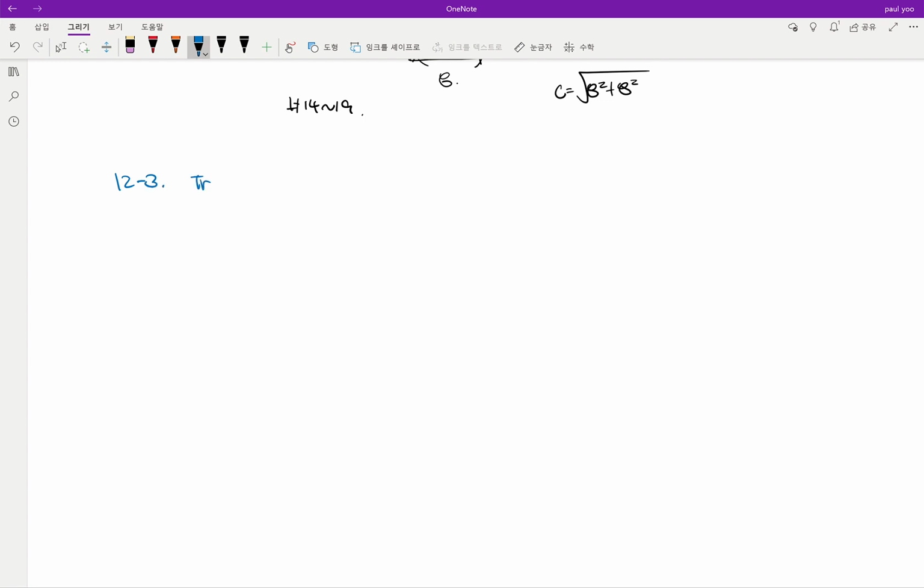12-3, trigonometric functions of general angles. So general angles don't have to be below 90 degrees. It can also be above 90 degrees.